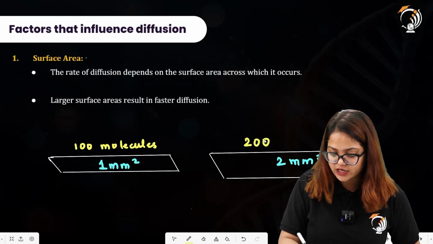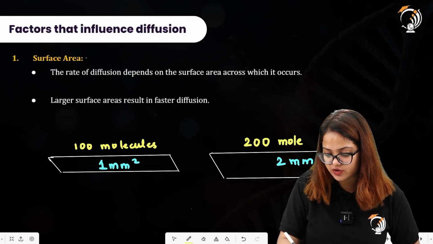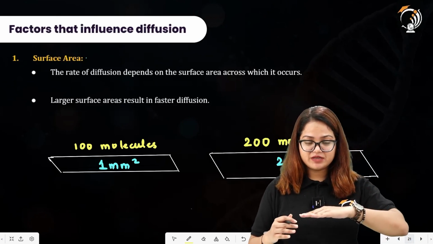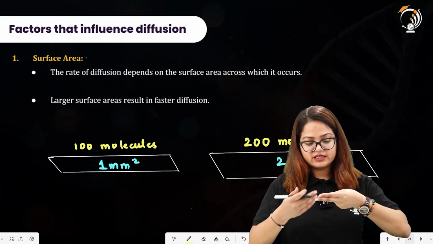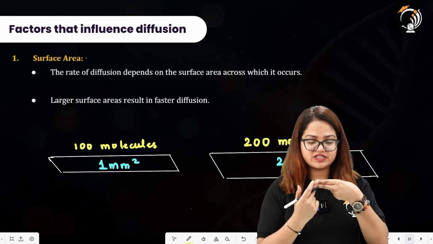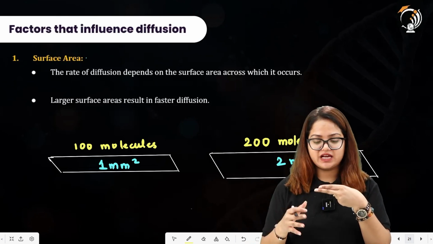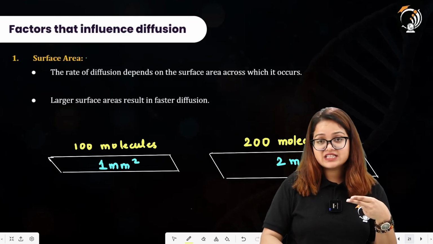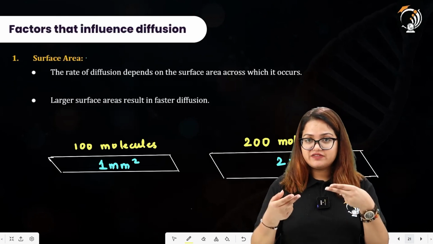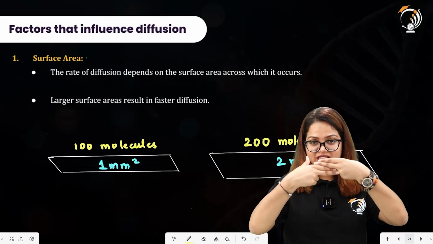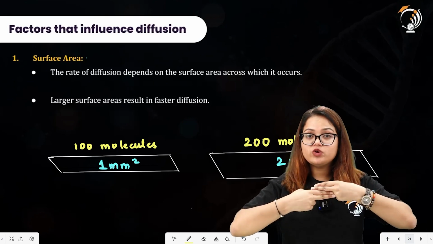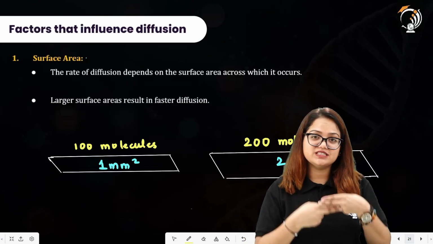Let us assume that these are 200 molecules that are moving across this surface area. When the surface area was 1 millimeter square, 100 molecules of any substance can move across it. If we made the surface area twice, 2 millimeter square, there will be more molecules that will move across this surface.